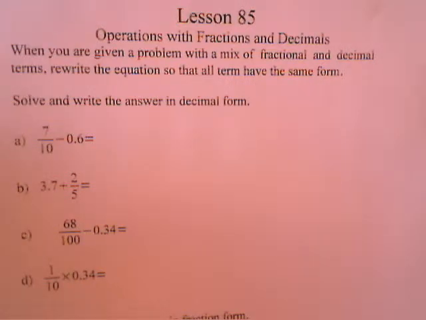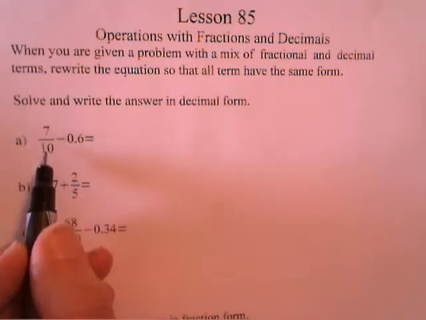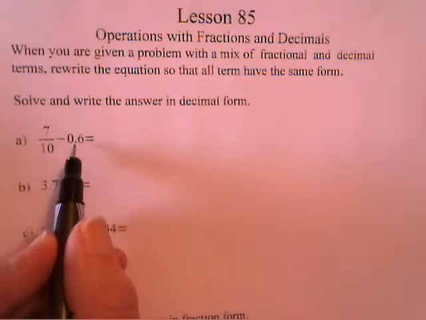Alright, here we go with lesson 85 on Saxon 76. And this lesson is teaching us how to do operations when you have mixed fractions and decimals within the same equation. So let's look at problem A. We have a fraction of 7/10 and then we're subtracting the decimal of 6/10.